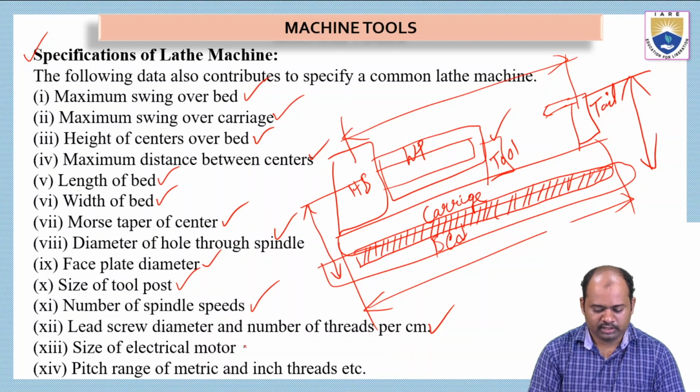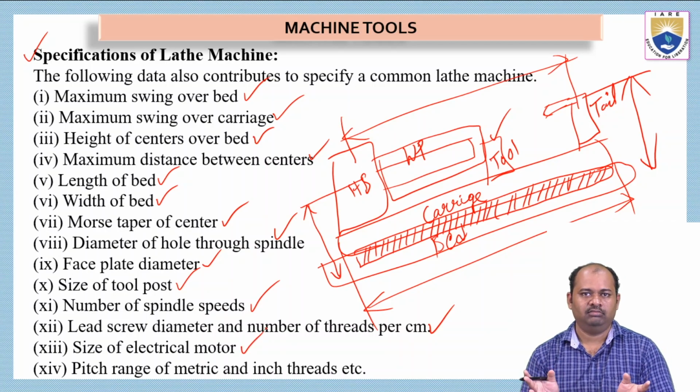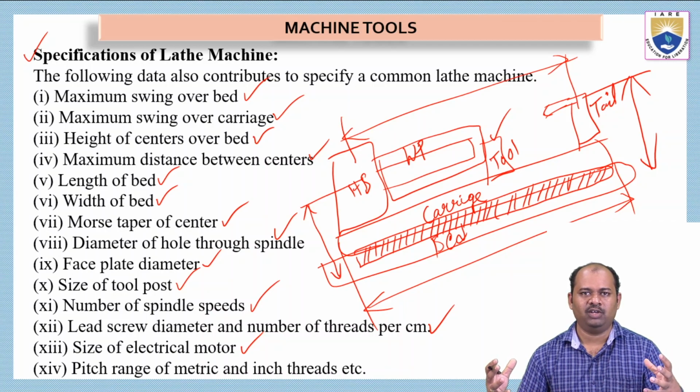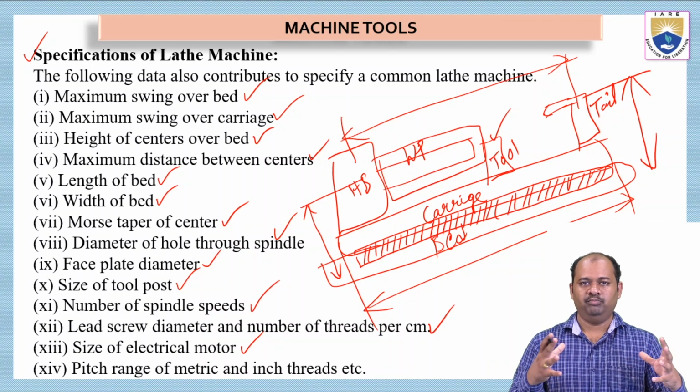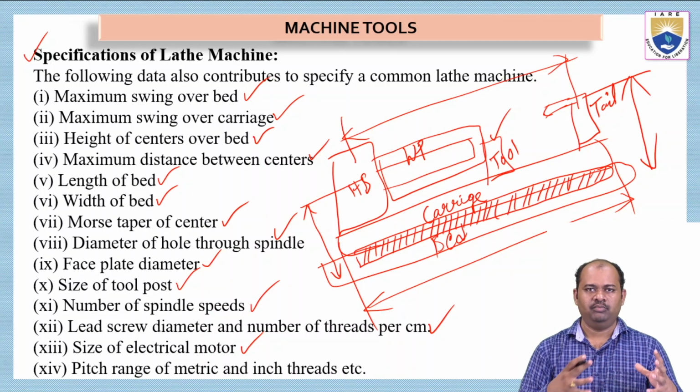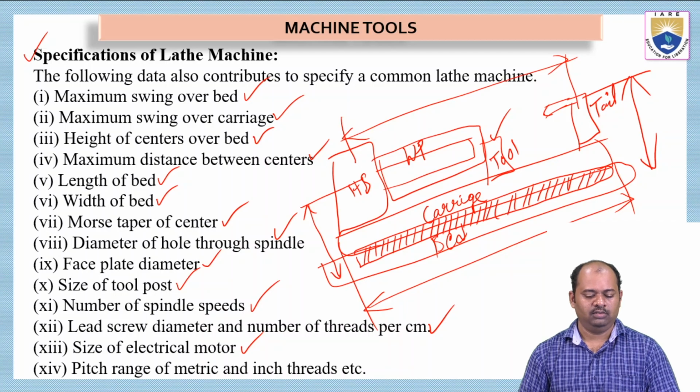Okay, and then size of the electric motor. This is the first and foremost specification that can be given to any lathe machine, because the size of the motor which is attached to the headstock should be notified. It should be a 1 HP motor or a 2 HP motor. Depending on the size of the workpiece we are working with, we have to take bigger motors. If a bigger workpiece has to be machined, a bigger motor has to be attached to the particular headstock.